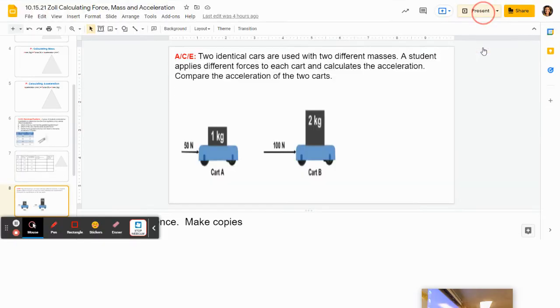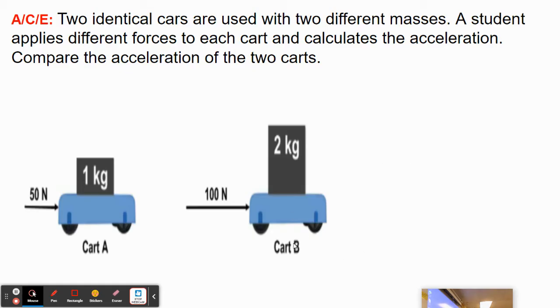Okay, and now going to our next questions. And if I'm going too fast, you can always just go back through to make your calculations. So try to stick with me. So it reads, two identical carts or cars are used with two different masses. So cart A has 1 kilogram mass and cart B has a 2 kilogram mass. A student applies a force to each of the carts and calculates the acceleration. So your force is being represented by this vector. So we have 50 newtons of force being applied to cart A, and then we have 100 newtons of force being applied to cart B.